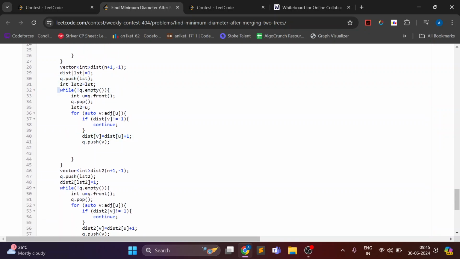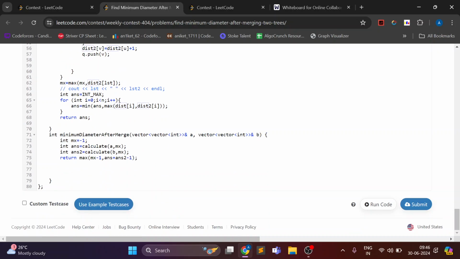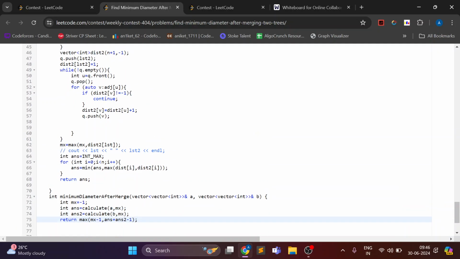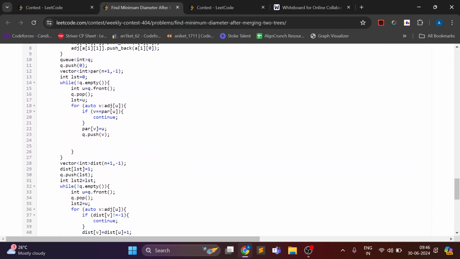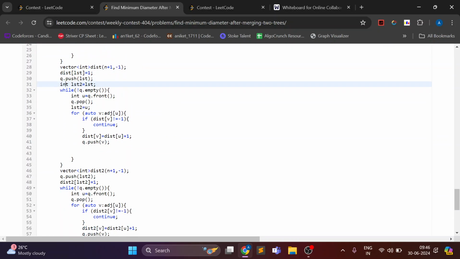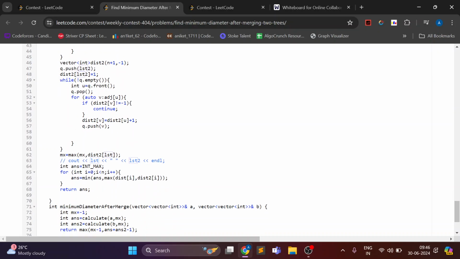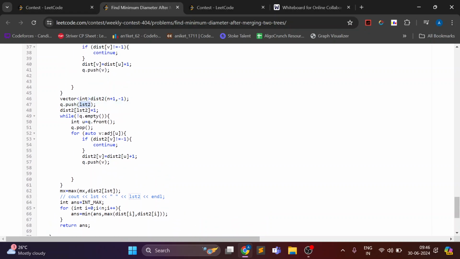Similarly, in this BFS itself, I will also find the distance from LST to all the nodes. So LST with itself would be 1. I have considered it 1, but in a formal way you can make it 0. The answer would slightly change; you just have to write +1 here if you make it 0, but I just considered 1. So now in dist I have stored all the distances from LST to all other nodes. Similarly, in dist2 I am storing all the distances from LST2 to all the nodes.